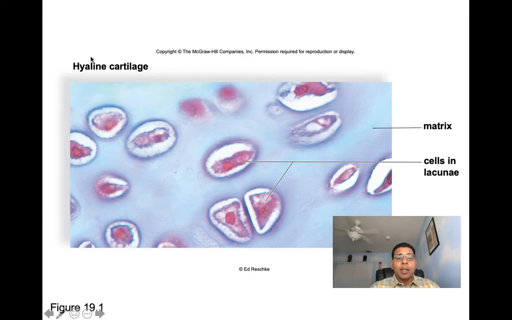So here we can see hyaline cartilage, and here we've got a lacuna. Inside the lacuna, we've got a cartilage cell, a chondrocyte. Same thing here. We've got the lacuna. Inside the lacuna, this is the chondrocyte. Lacuna, chondrocyte. And then matrix, we can see there.